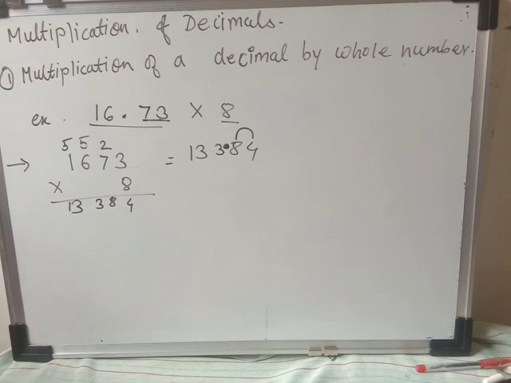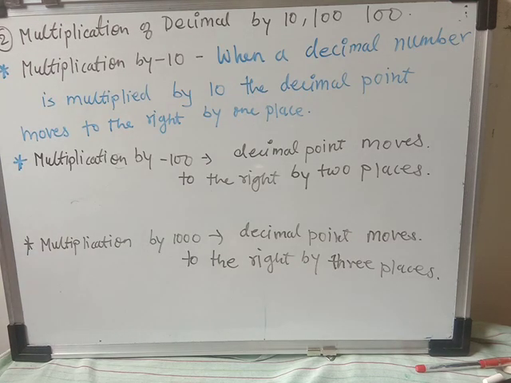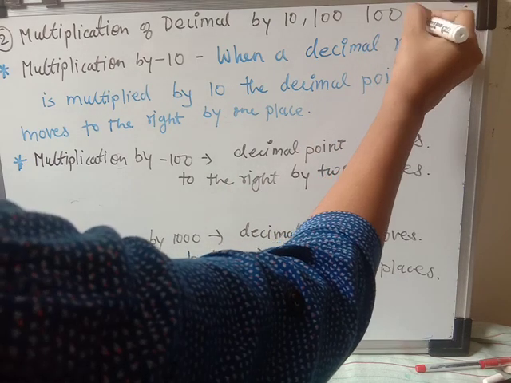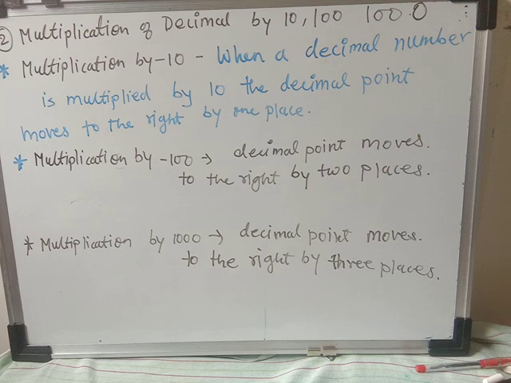Okay, so let's see how to do the multiplication of decimals by 10, 100 and 1000. Students, there are three differences you have to remember. Here I will not show you the example. When we solve the examples from the exercise, at that time I will show you how to do the multiplication of decimals with 10, 100 and 1000. Some of you know how to do it.